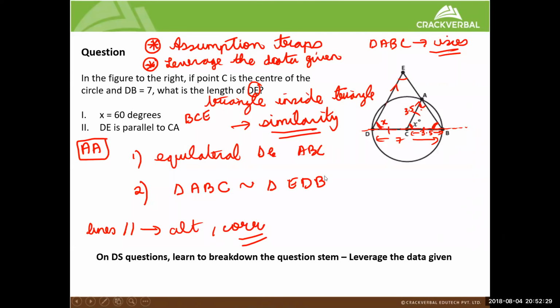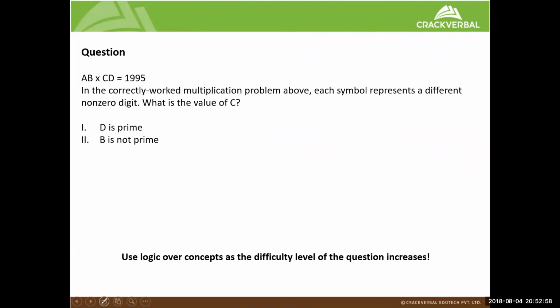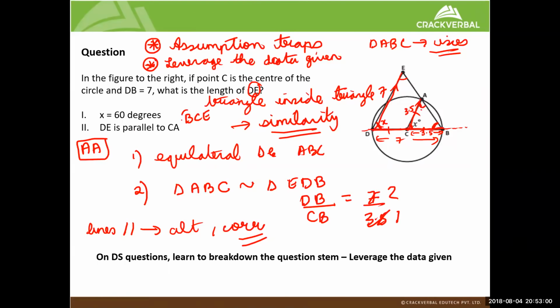And if triangle ABC is similar to triangle EDB, I know I can write down the proportion between the sides. I already have a ready-made proportion between the sides because the length of DB here is 7 and the length of CB here is 3.5. So the proportion between the sides is 7 divided by 3.5, which is 2:1. So all the sides are going to be in the proportion 2:1. So since AC is also 3.5, DE is going to be 7. So the second statement is clearly sufficient to answer the question.